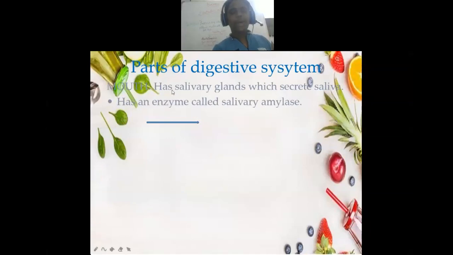Now you can see the parts of the digestive system. Mouth: the mouth has salivary glands which secrete saliva, and saliva has an enzyme called salivary amylase. What does this salivary amylase do? It converts starch into simple sugar. So the digestion process starts in the mouth itself. The mouth is also known as the buccal cavity. In the mouth, the salivary gland secretes saliva, which has enzymes that convert starch to simple sugar.